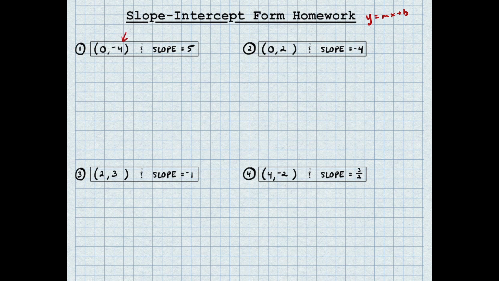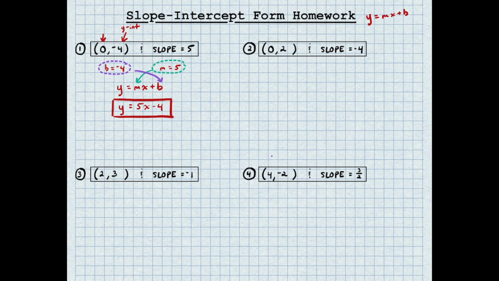In this first problem, we know that this is the y-intercept since there's a 0 located over here. Because of that, we know b is equal to -4. Since we're given the slope is equal to 5, we can say m is equal to 5. Slope-intercept form is just y is equal to mx plus b. We'll take this 5 here and substitute it in for m, and we'll take this -4 here and substitute it in for b. That'll give us an equation of y is equal to 5x minus 4.